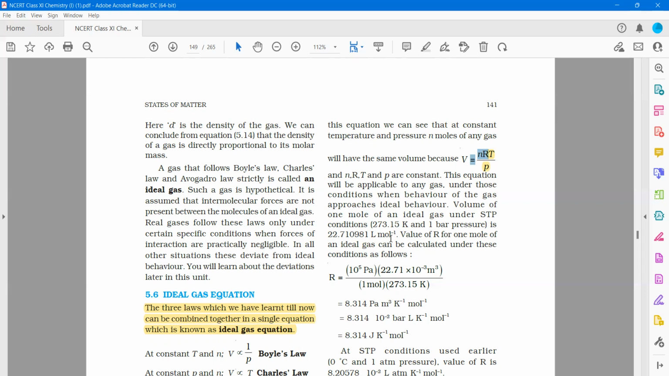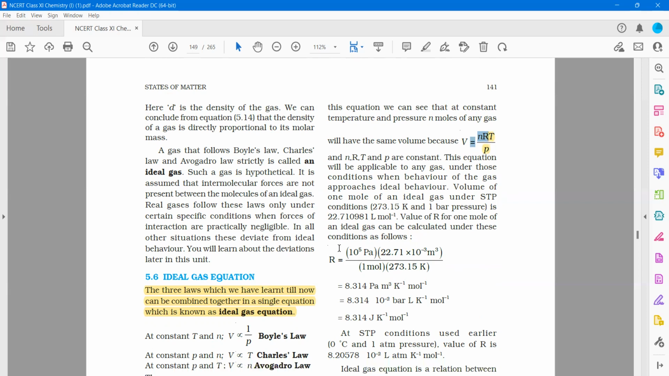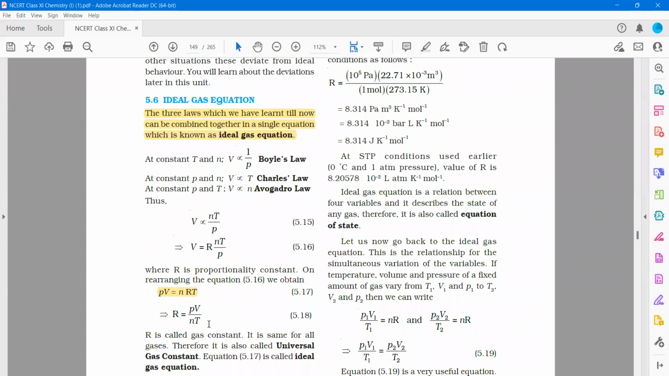The volume of 1 mole of an ideal gas at STP, what we studied, was 22.710981 liter per mole, right? So the value of R for 1 mole of an ideal gas can be calculated under these conditions. At STP, we substitute the standard temperature and pressure, and n also for 1 mole. So what will be the R value? If we put in these constants for the variables, then we can easily find the value of R at STP.